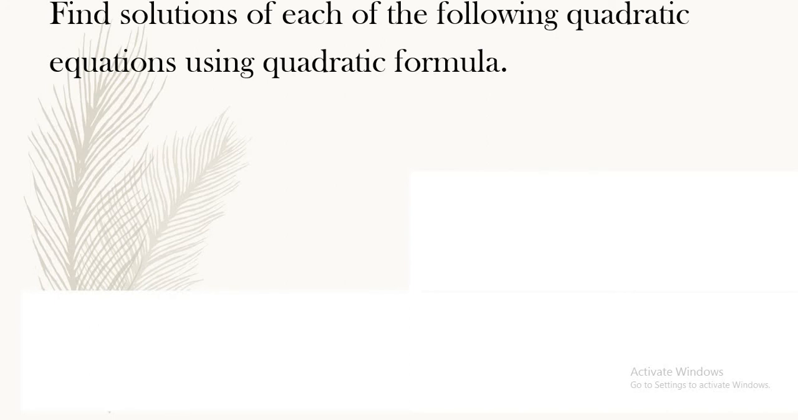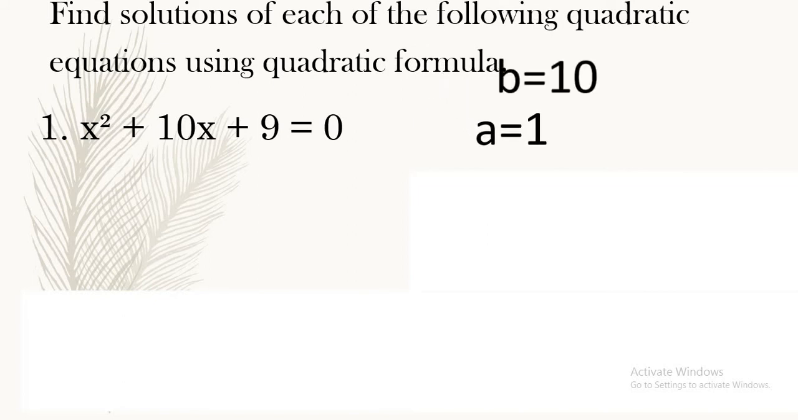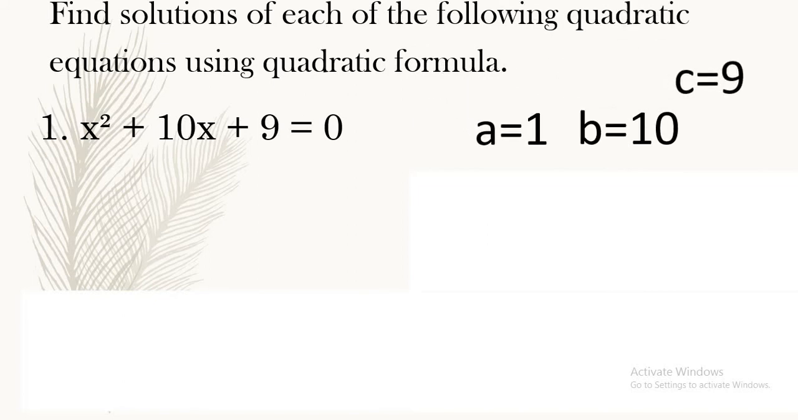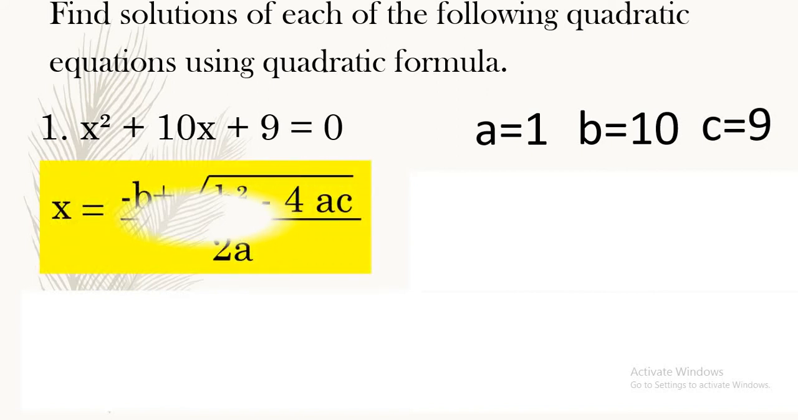Find solutions of each of the following quadratic equations using the quadratic formula. x squared plus 10x plus 9 is equal to 0. The first step is to find the values of a, b, and c. So our a is 1, our b is 10, and our c is 9. Then write the quadratic formula: x equals negative b plus or minus the square root of b squared minus 4ac, divided by 2a.